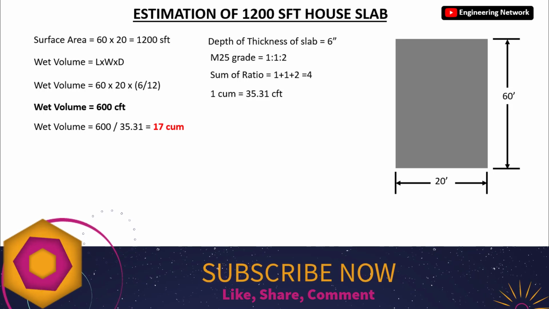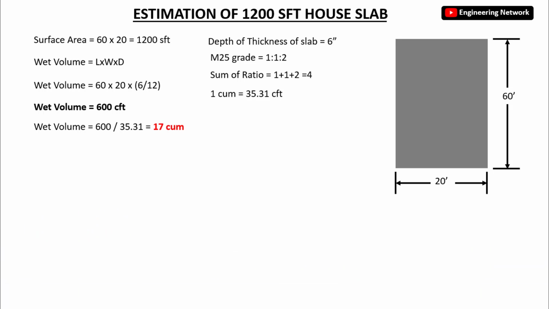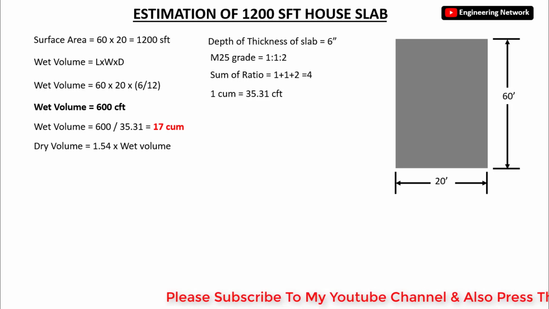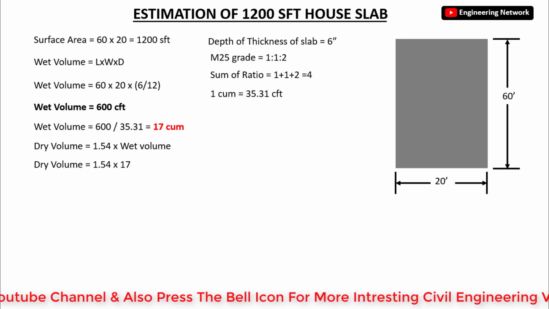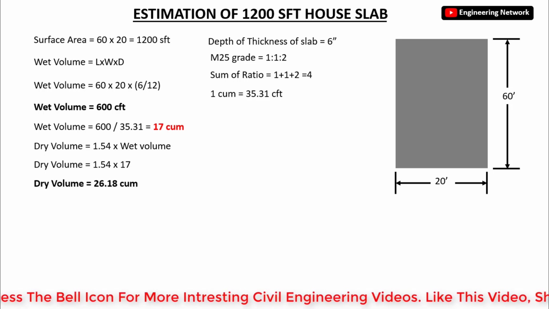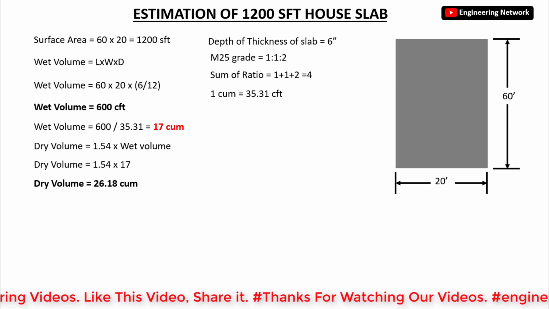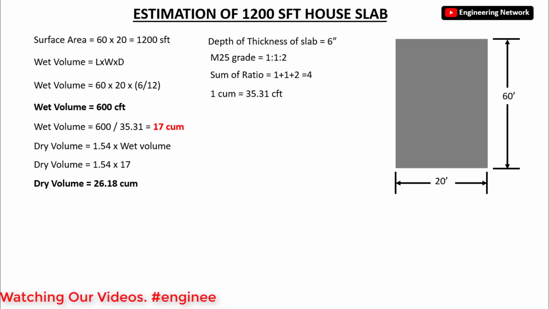Now this is the wet volume, and in order to calculate quantities of cement, sand and aggregate, I will need the dry volume of concrete in the slab. So dry volume is equal to 1.54 times the wet volume, and here the wet volume is 17 cubic meter. So dry volume is equal to 1.54 into 17, and the dry volume will become 26.18 cubic meter. Now I have the dry volume of concrete. So now let's start calculating the quantity of cement, sand and aggregate, and also the quantity of steel.